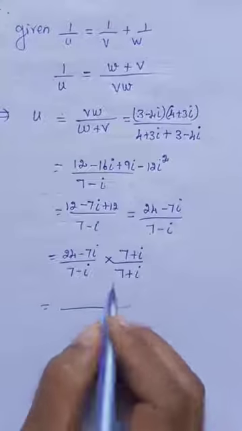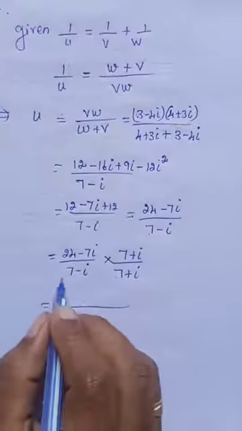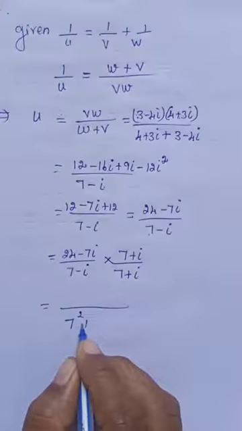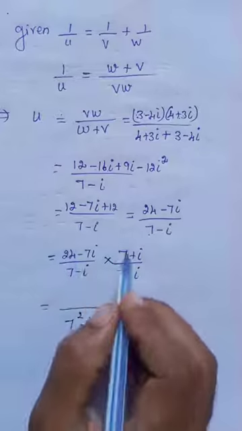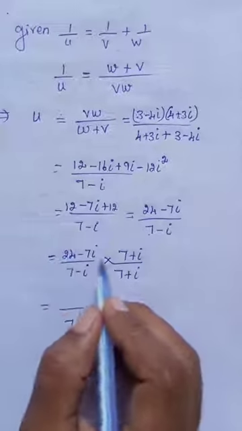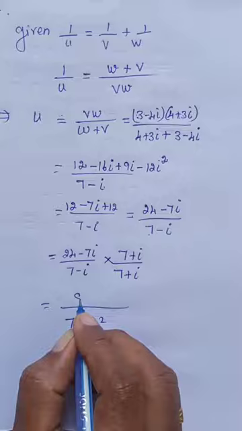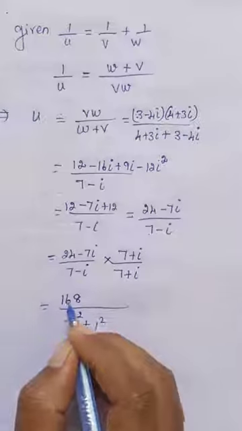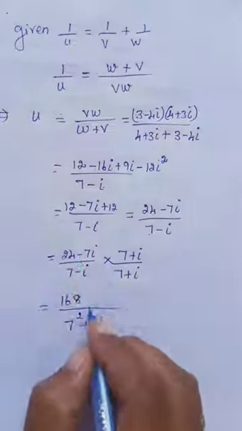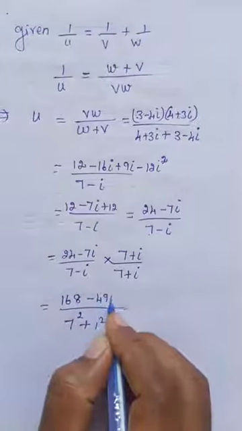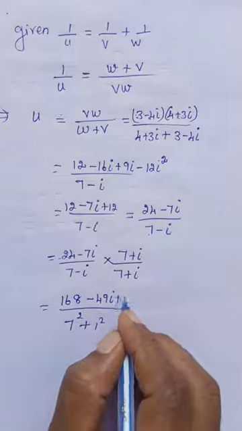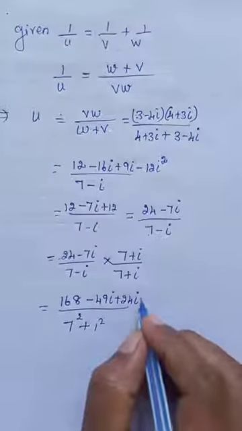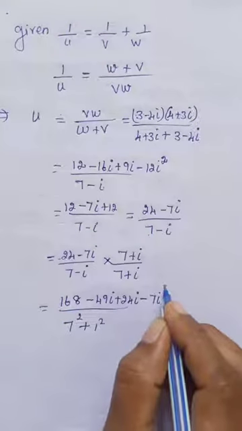So denominator x plus iy into x minus iy, so 7 square plus 1 square. Now we have to multiply the numerator. 24 into 7, 4 into 7, 28, this is 168. Minus 7 into 7, 49i. This is plus 24i. Minus into plus, minus 7i square.